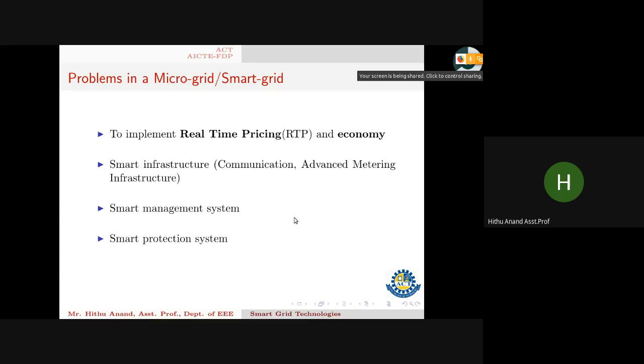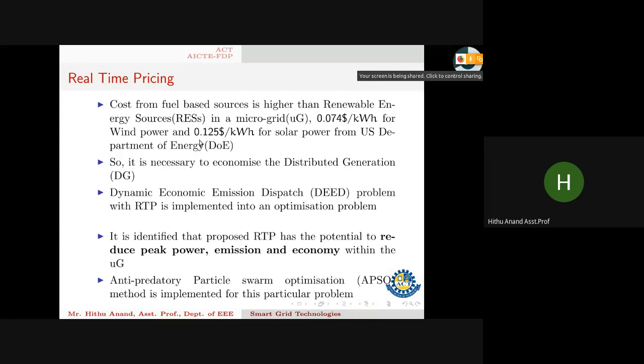So this is the real-time pricing, and we know that in smart grid we will have a communication infrastructure called advanced metering infrastructure, and it has some protection and management system. What I identified is that the cost of wind power is $0.074 per kilowatt hour, and for solar it is 0.125. It is taken from the Department of Energy.